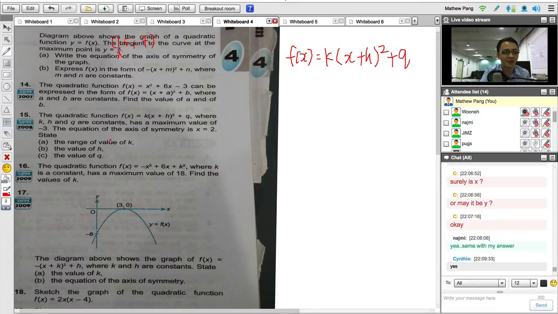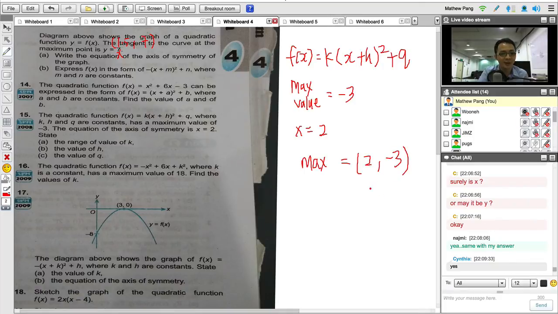Alright, in order to find this, he gives you some information. Constant is just a number, nothing special. He gives you that the maximum value is -3. The axis of symmetry is x equals 2. So these two already tell you your maximum point. Your maximum point will be (2, -3). So this is your maximum point.